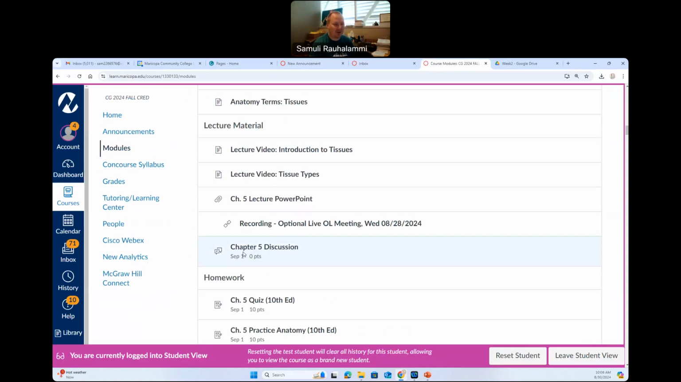So not to worry about them having now a due date and a points value associated with them. They are definitely still an additional resource, not a required resource.